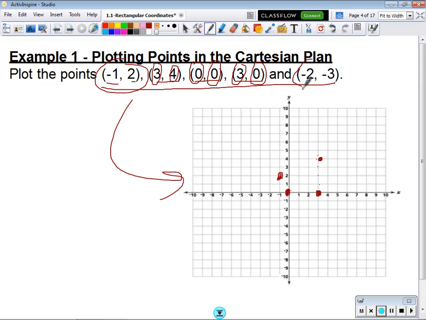And then finally, I have the point (-2, -3). So since the first coordinate's negative, I'm going to go 2 to the left. And then since the second coordinate is also negative, that means I'm going to go down 3. So that point's going to be maybe right about here.